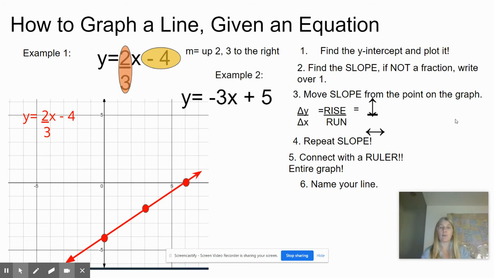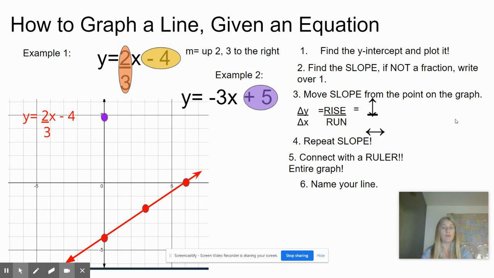Our second example is y is equal to -3x plus 5. Once again, very important part is to know which one is the slope and which one is the y-intercept. Our slope is the number in front of the x, so it's -3, and our y-intercept is the constant, the plain number, +5. So first we're going to go ahead and plot the y-intercept. So we're going to make a dot on the y-axis, the up and down axis, at +5.